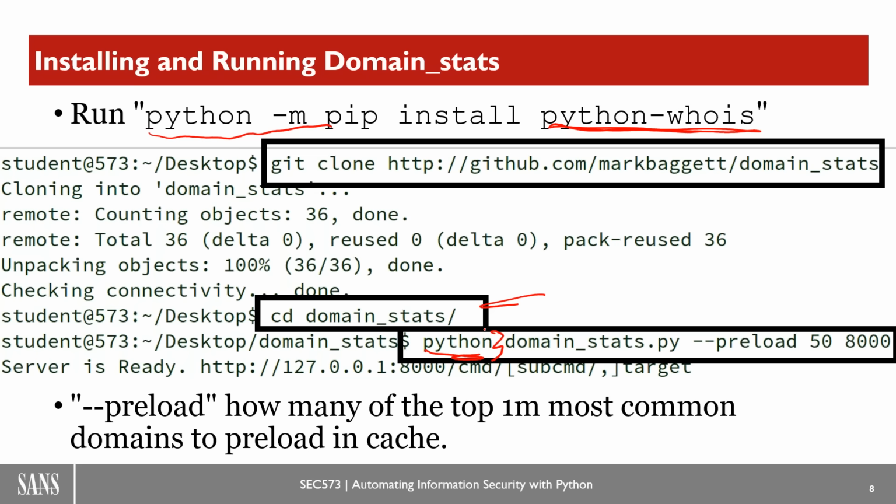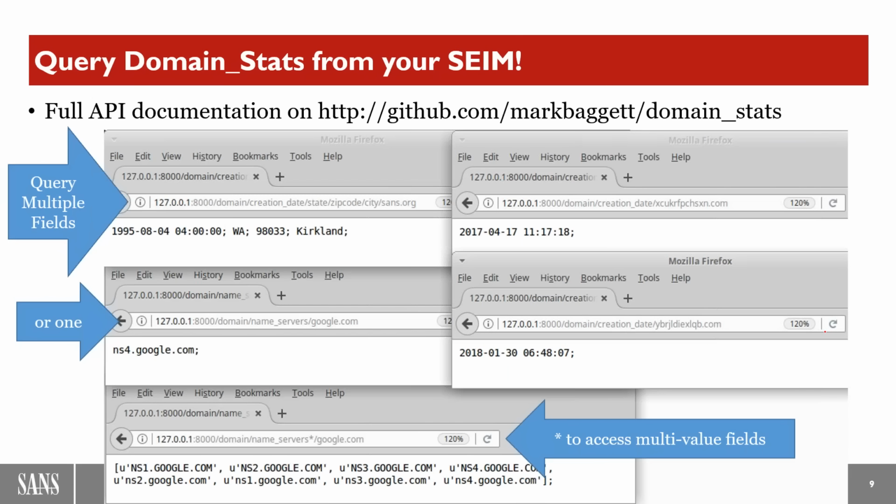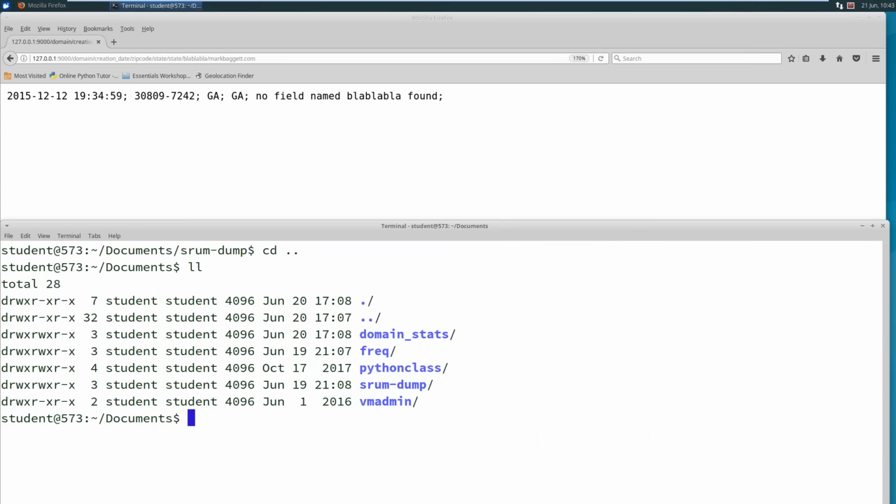Now, the only required command line option for domain stats is this port number. You have to tell it what port you want the web server to be listening on when you access this, so that you can make this thing available to your SIM. And then you can start to query it. Let's not do this through slides. Let's actually try it in a demo here.